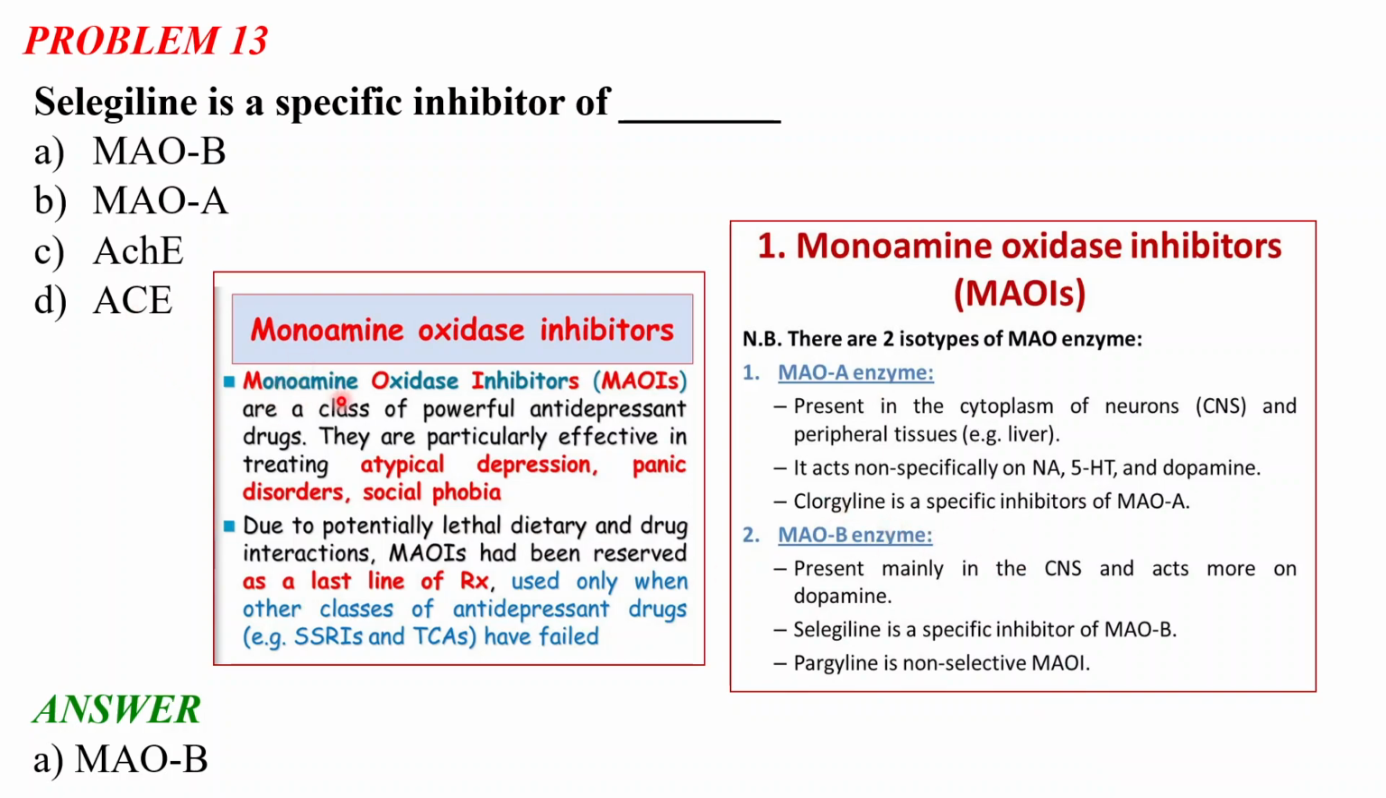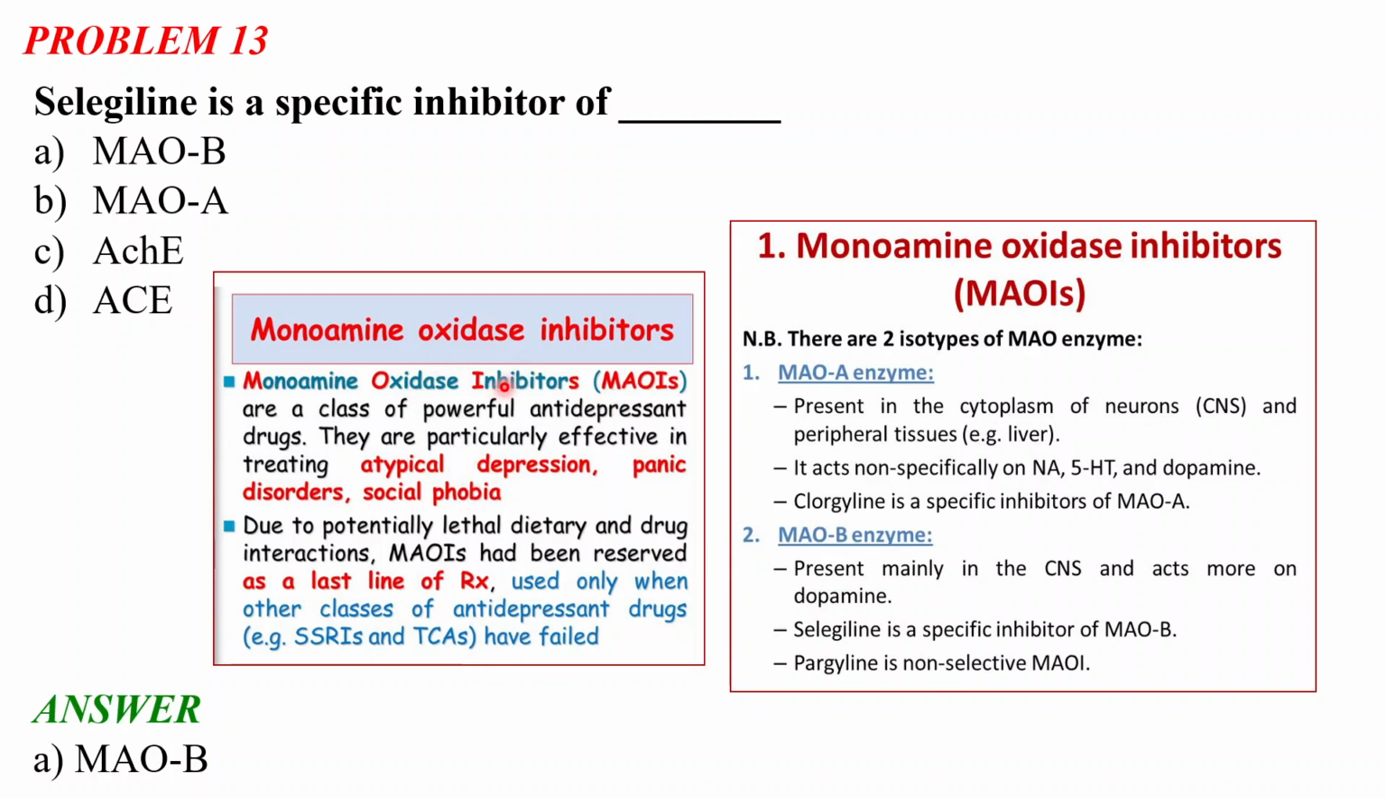So, these monoamine oxidase inhibitors are a class of powerful antidepressant drugs. They are particularly effective in treating social phobia, panic disorders, and atypical depressions, and due to potentially lethal dietary and drug interactions, MAOIs have been reserved as a last line of treatment, used only when other classes of antidepressants like SSRIs and TCAs have failed.